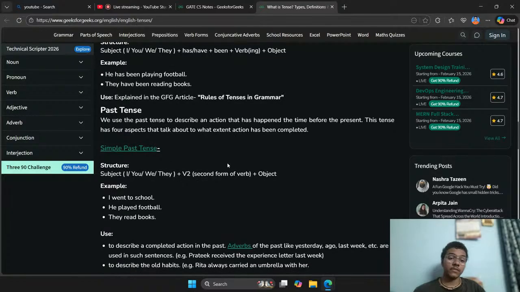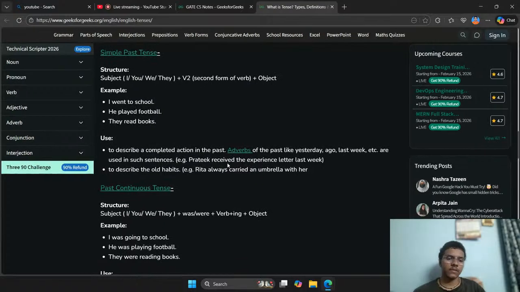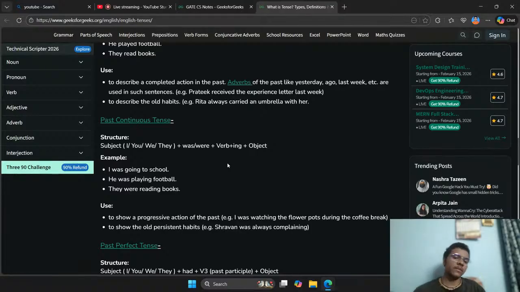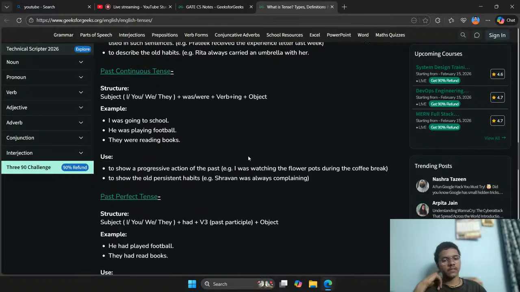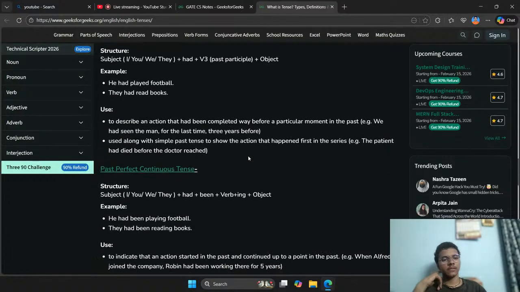I use past tense to describe an action that has happened in the time before the present. The tense has four aspects. Adverbs of the past, like yesterday, ago, last week, etc., are used in this sentence to describe old habits. Rita always carried an umbrella with her. To show progressive action, I was watching the flower pots during the coffee break. To show a persistent habit, Sharon was always complaining.